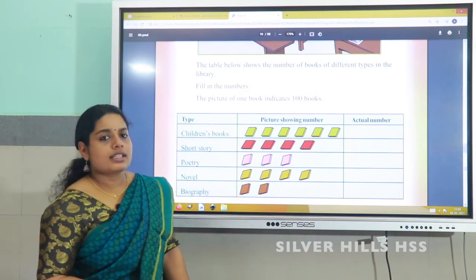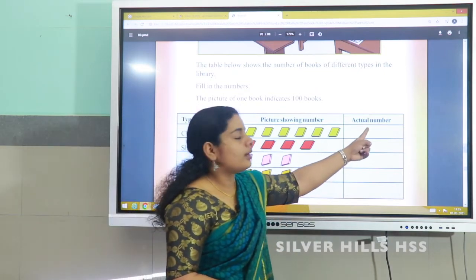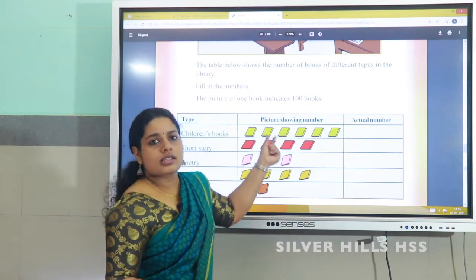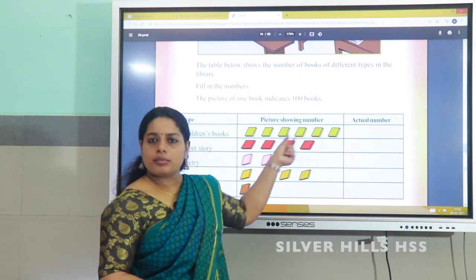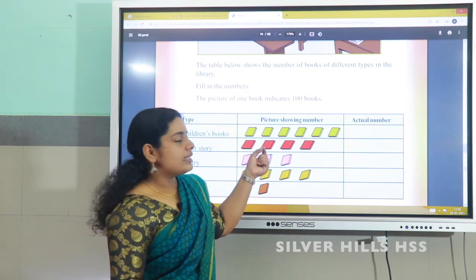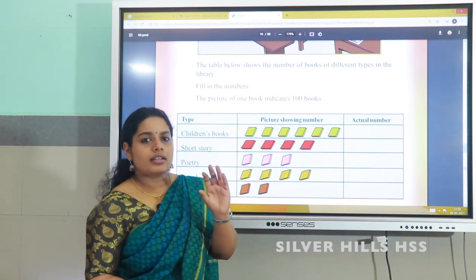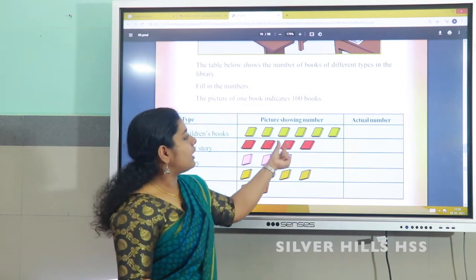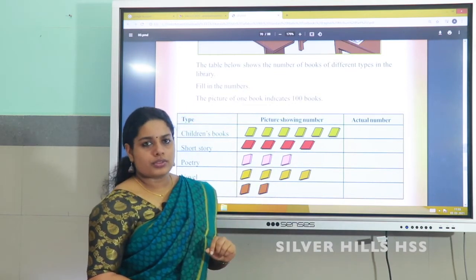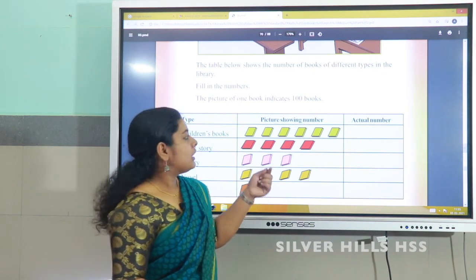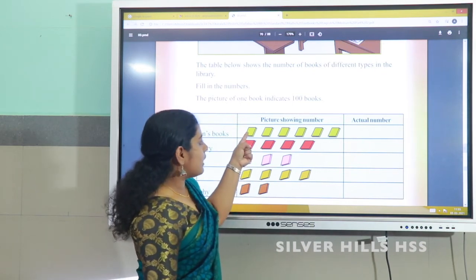We have 6 hundreds, and the actual number will be 600, because we are not able to draw 600 pictures of 600 books here. So for easiness, what we are doing is one book represents 100 books. According to that we will draw the picture of books. This is called the pictorial representation of the data. So here one book indicates 100 books.